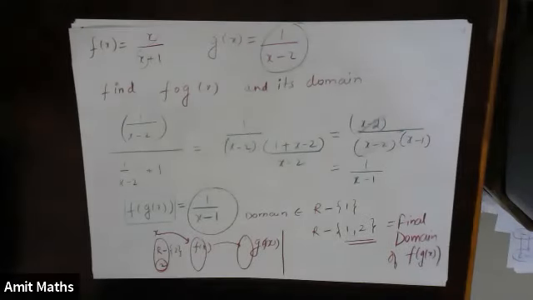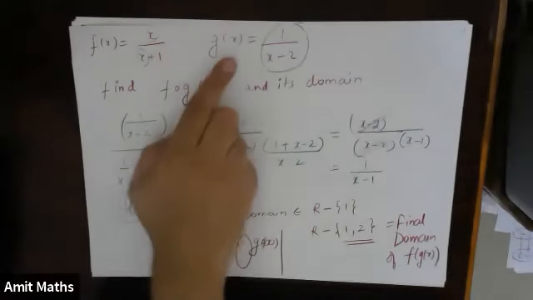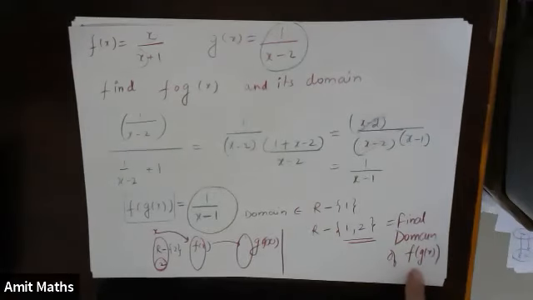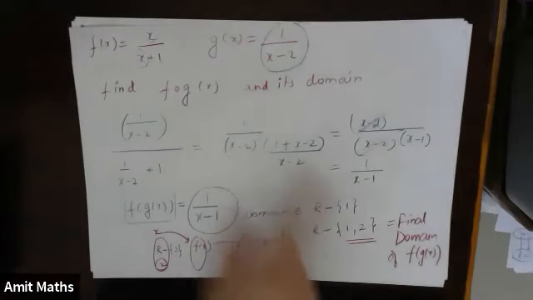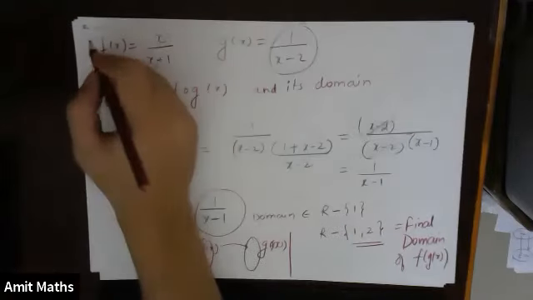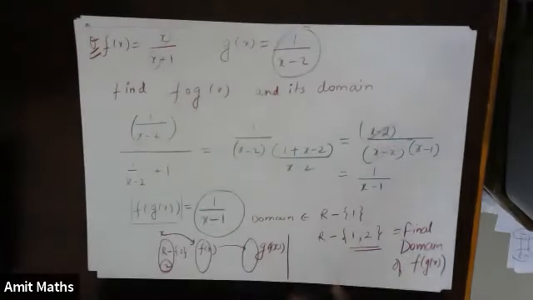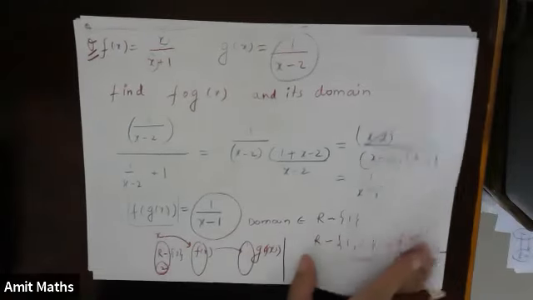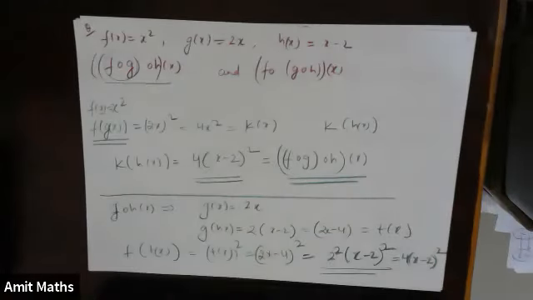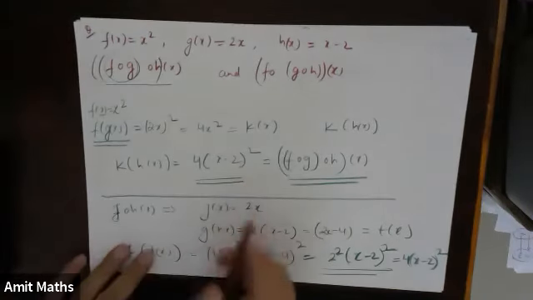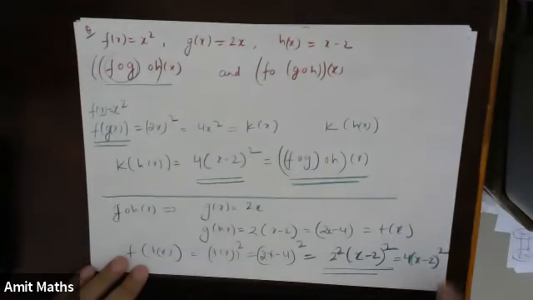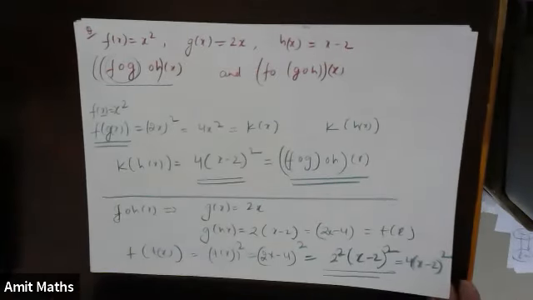And this was the next question, where again f of x and g of x were given. We found the f of g of x, and we had to find the domain of this particular function. So we got the domain as real minus 1 and 2. Okay, this was the question where f of x, g of x and h of x are given. Again, we have to find the composite function.